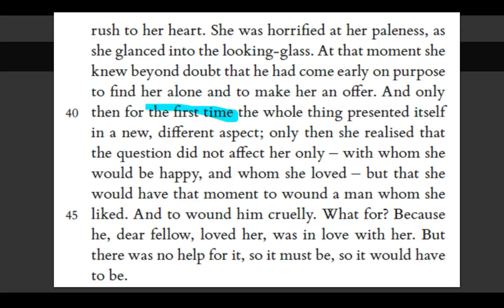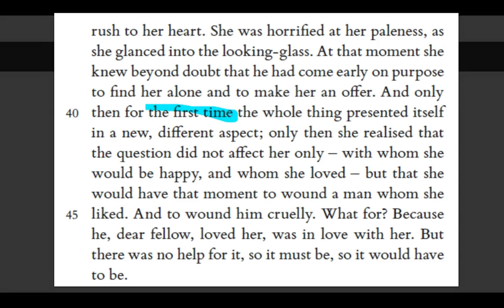She was horrified at her paleness as she glanced into the looking glass. At that moment she knew beyond doubt that he had come early on purpose to find her alone and to make her an offer. And only then, for the first time, the whole thing presented itself in a new, different aspect. Only then she realised that the question did not affect her only, with whom she would be happy and whom she loved, but that she would have that moment to wound a man whom she liked, and to wound him cruelly. What for? Because he, dear fellow, loved her, was in love with her, but there was no help for it. So it must be, so it would have to be.